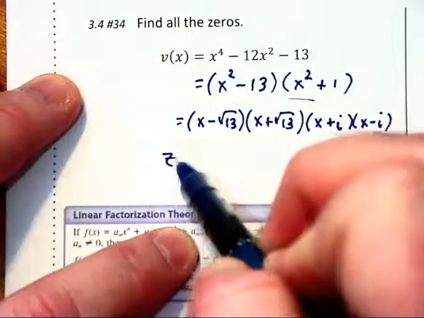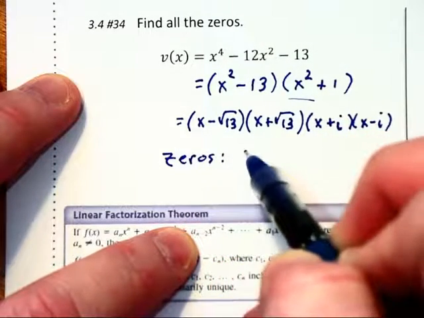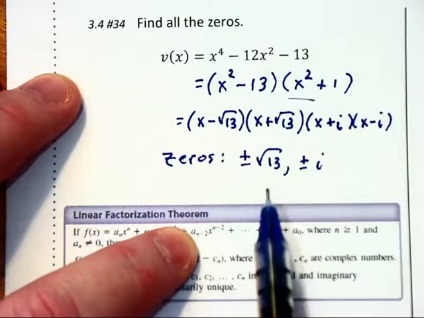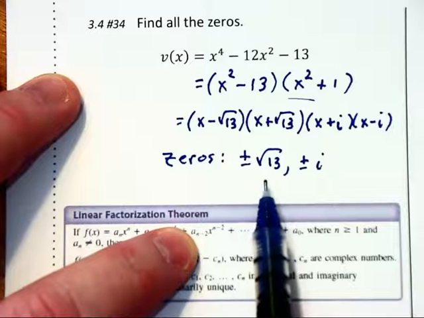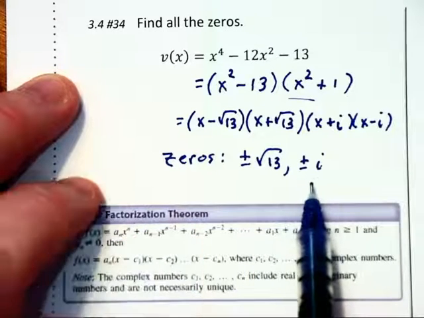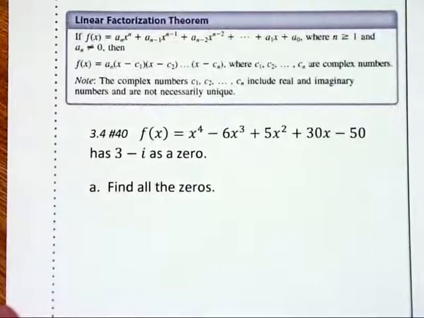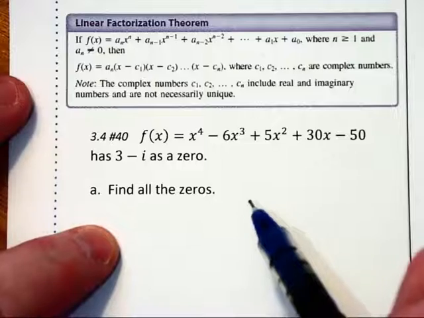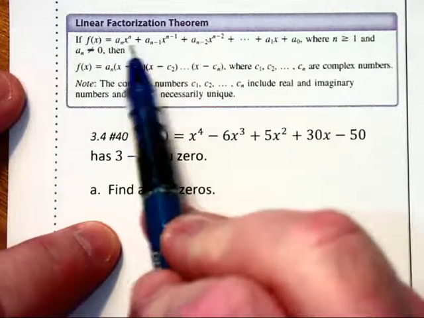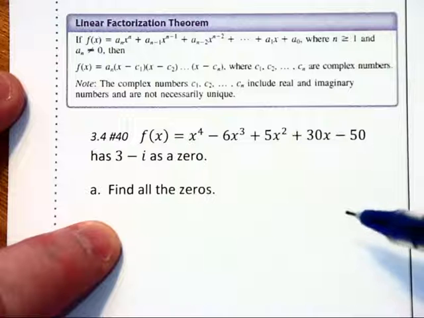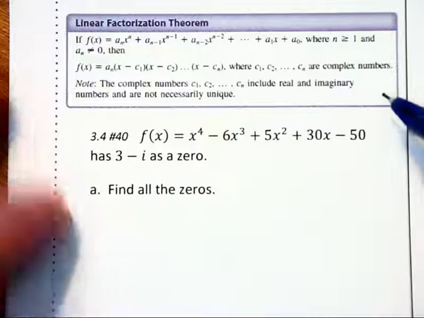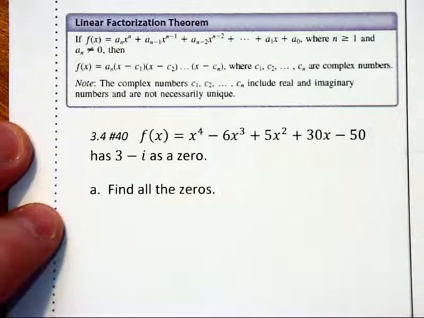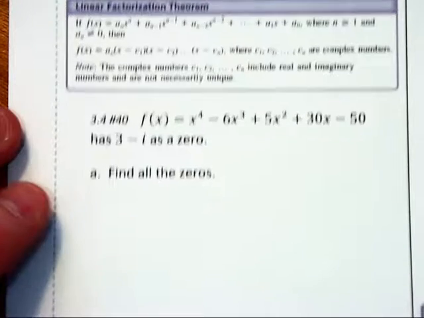So it turns out that our zeros of this function are plus and minus root 13 and plus or minus i. We have two irrational but real solutions and two imaginary solutions. And this theorem follows directly from what we just found here. Basically it says when you have real coefficients for your polynomial, and you find that you have one complex number as a solution, they will travel in pairs, and if a plus bi is a solution, then a minus bi will be a solution.